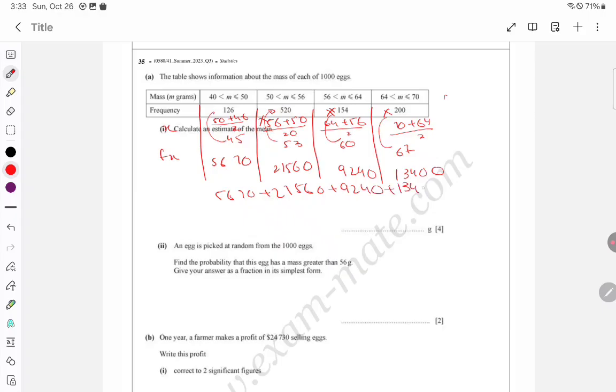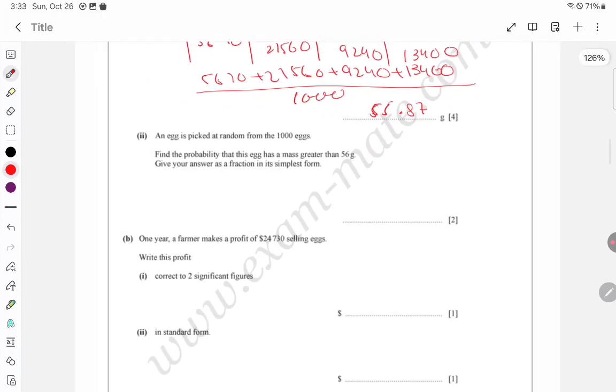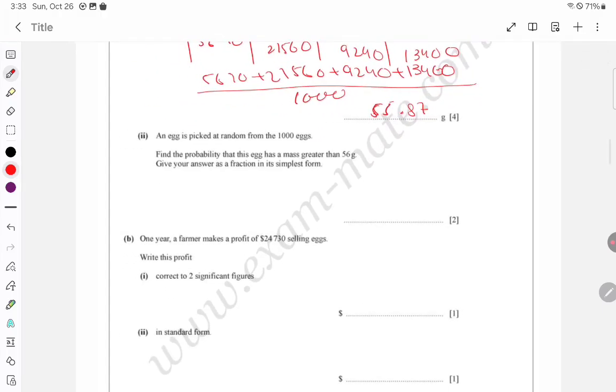Divided by the total number, and this is how we calculated 55.87 gram. Now for part 2, an egg is picked at random from the thousand eggs. Find the probability that this egg has a mass greater than 56. Give your answer as a fraction in simplest form.